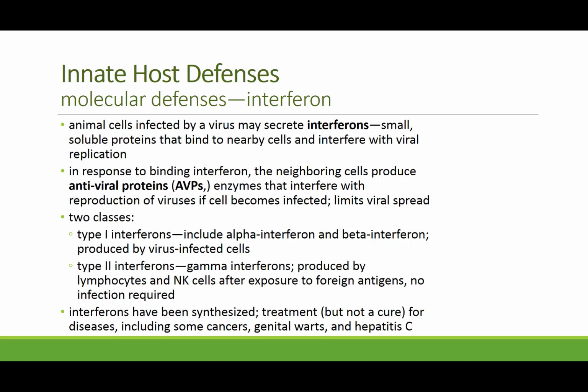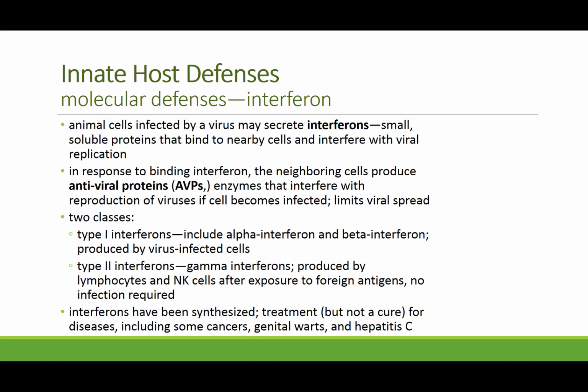And so these antiviral proteins will interfere with the virus. So interferon is made by a virus-infected cell. That's the primary means, although we'll see in a second that there are other cells that can make interferons. But when a cell gets infected by a virus, it produces interferons and releases them into the extracellular fluid around it. The neighboring cells then, in response to noticing interferon in the extracellular fluid, produce antiviral proteins, AVPs, and they will limit the ability of the virus to reproduce should that nearby cell become infected.